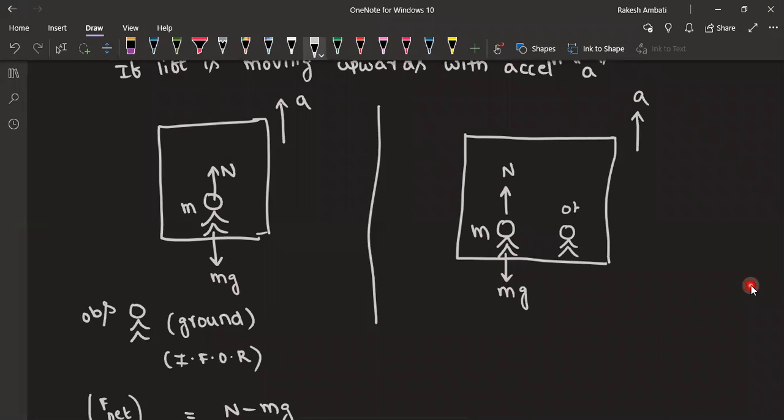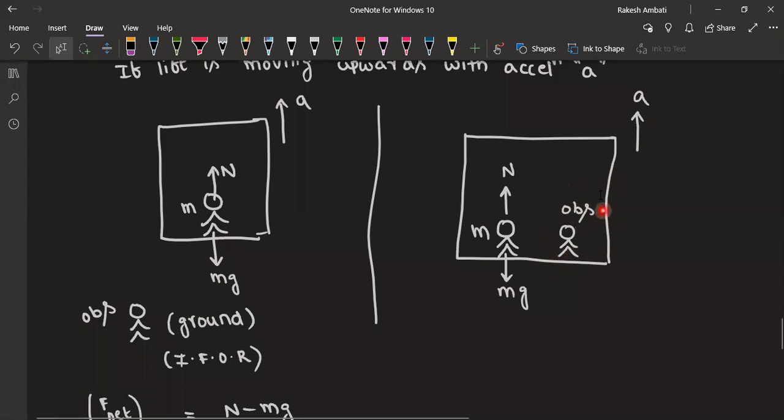I'm taking the observer inside the lift. So where is the observer here? Inside the lift. But the lift is accelerating. That means the observer is in the inertial frame or the non-inertial frame? Non-inertial. Why? Because he is standing in the accelerating frame. So now he is in the non-inertial frame of reference.